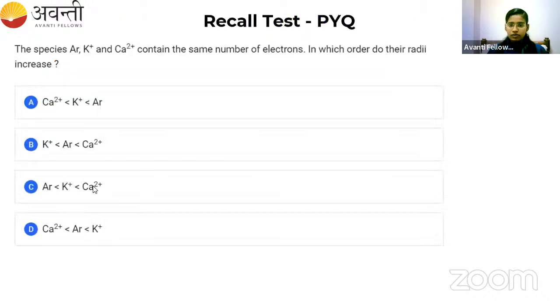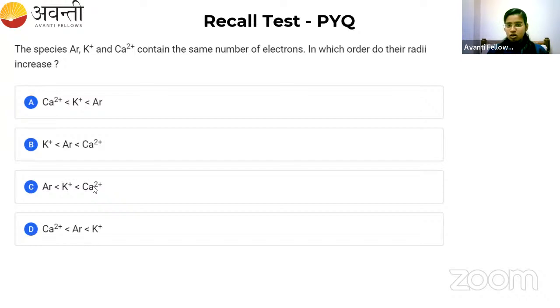So now let me give you a previous year question as a recall test from the atomic and ionic radius topic. All of you try this question and give me your answer in the chat box. The question says that the species argon, K plus and Ca 2 plus contain the same number of electrons. In which order do their radii increase? So we have three species. We need to find out the correct increasing order of the atomic radius.